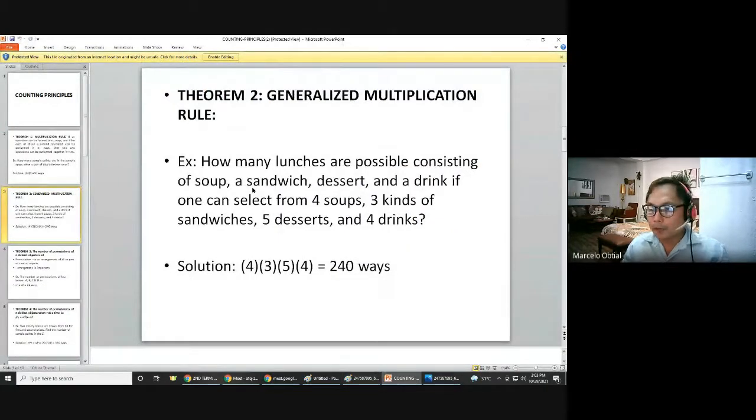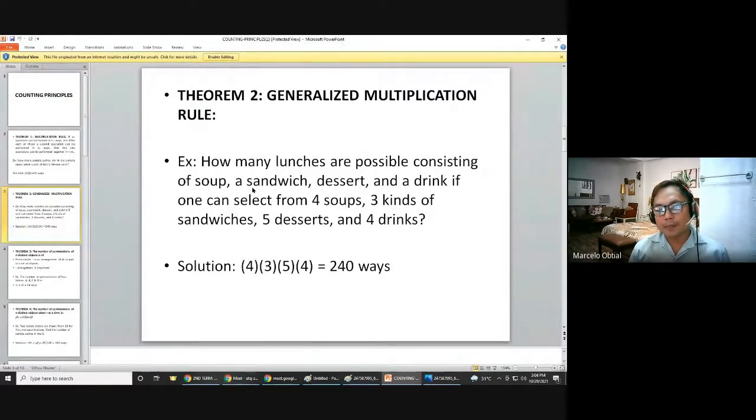Example, medyo komplikado na, no? How many lunches are possible consisting of a soup, a sandwich, dessert, and a drink if one can select from 4 soups, 3 kinds of sandwiches, 5 desserts, and 4 drinks? So just immediately apply the concept of theorem number 2.